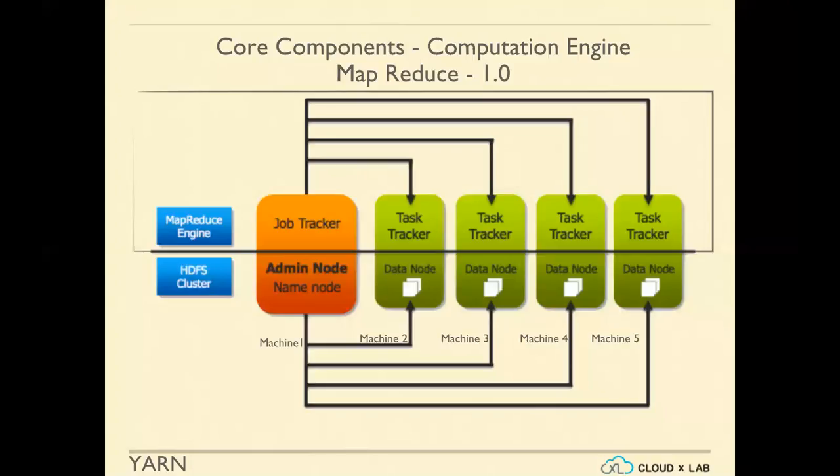The only way to talk to this kind of system was using something called MapReduce. We will write two kinds of functions, mapper and reducer, and each task tracker will first execute mappers and then reducers. So each task tracker will first talk to the data node.